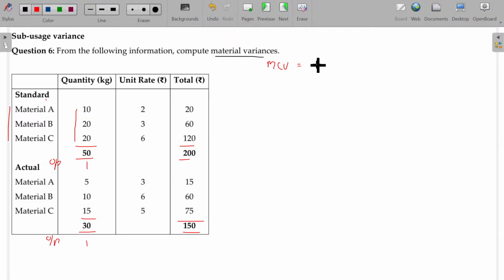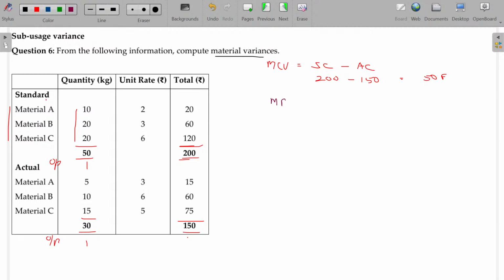What's the formula? Standard cost minus actual cost. Standard cost information is already given, which is 200. Actual cost information being 150. If I subtract 150, what's the value you are getting? 50 favorable. You get 50 rupees favorable.